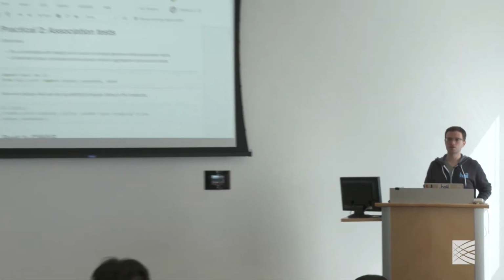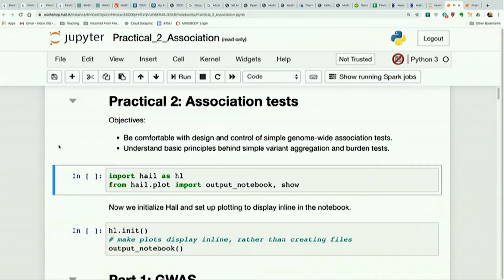So for the second practical, our goal is to work through some simple genome-wide association tests. And I want to say up front, I'm a software engineer. I'm not a geneticist. So I'm going to do my best to motivate the steps and explain what's going on. But some of you probably know better than I do. And feel free to interrupt me with questions, or if you want to add any explanation.